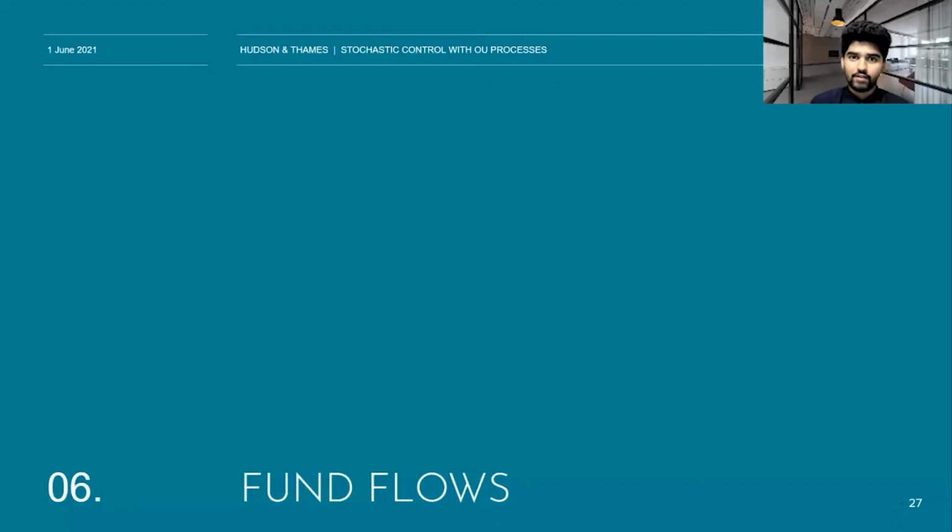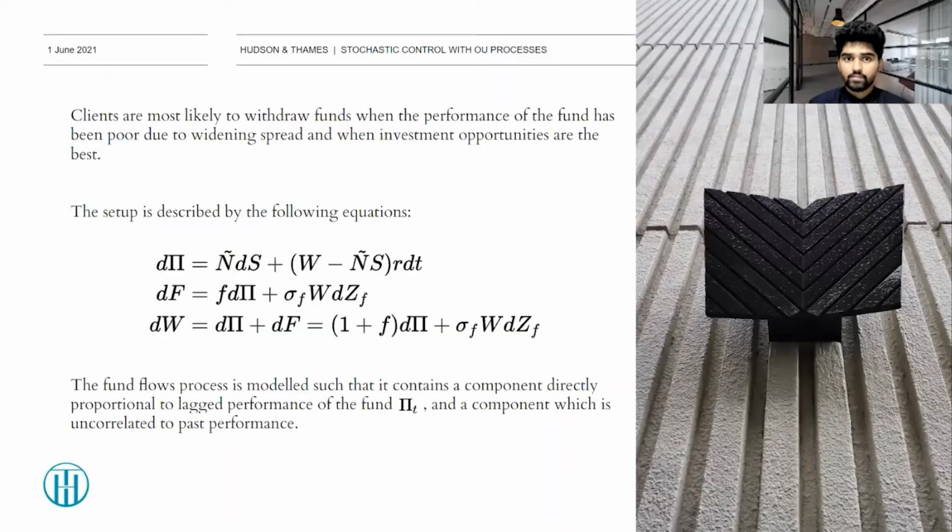So next, let's look at fund flows, which is another pretty interesting result that can be formed from this model. Along with fluctuations of asset prices, fund managers also deal with their clients' desire to increase or decrease their respective funds. Inconveniently, clients are most likely to withdraw funds when the past performance of the fund has been poor, due to some sort of widening of a spread. And this is actually the case where investment opportunities are the best. So this is not really ideal for a fund manager to deal with.